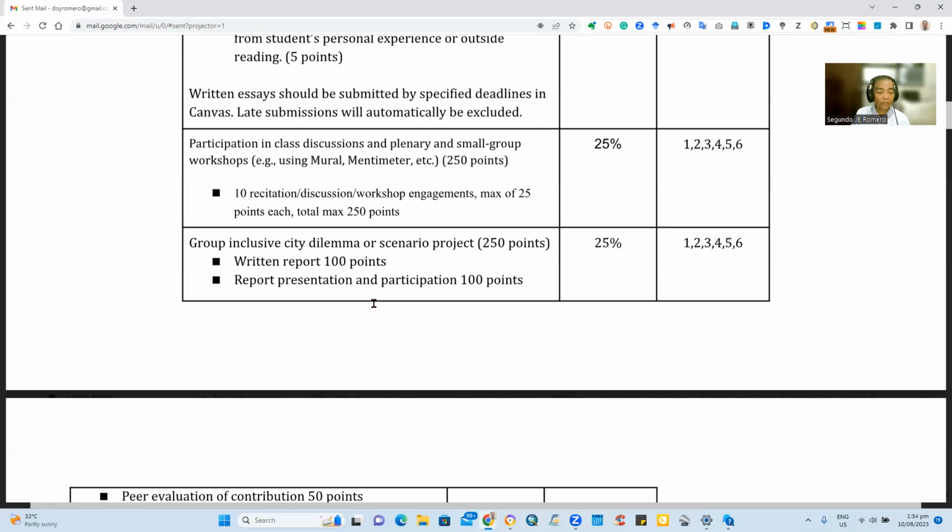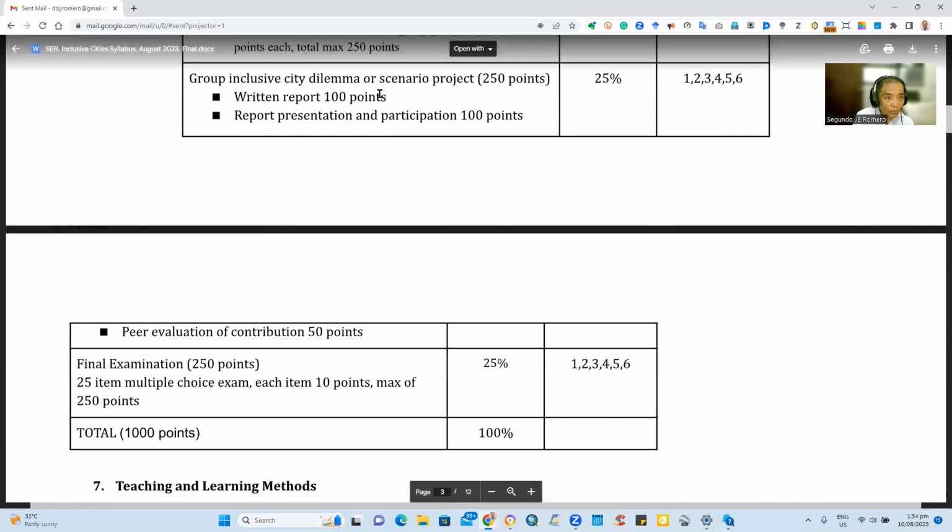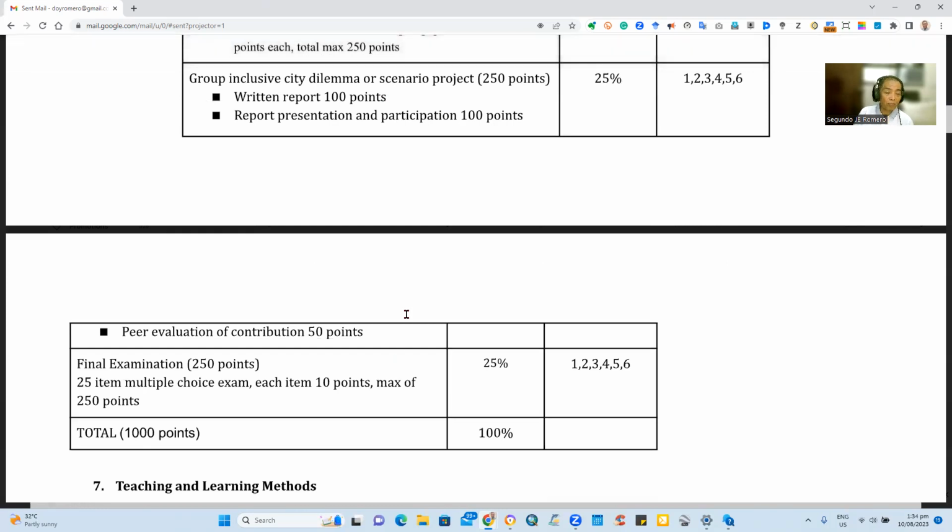And finally, there's going to be a group inclusive city dilemma or scenario project worth 250 points. And there will be a written report. There will be a report presentation in class. Each of those will be worth 100 points each. And there will be a peer evaluation of how you work together. So that's 50 points, a total of 250 points.